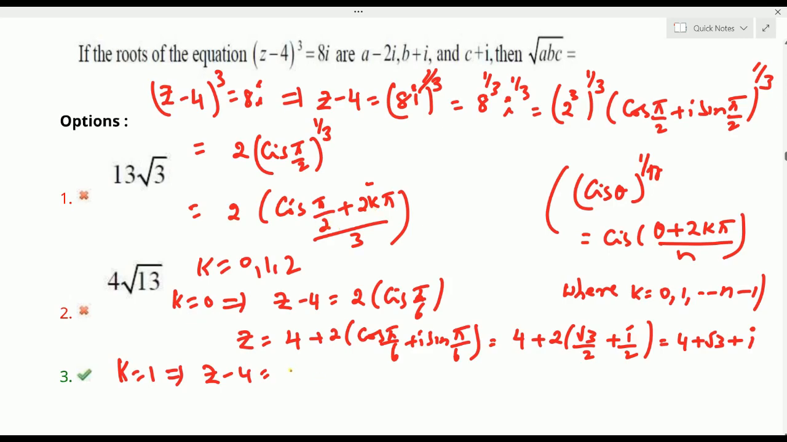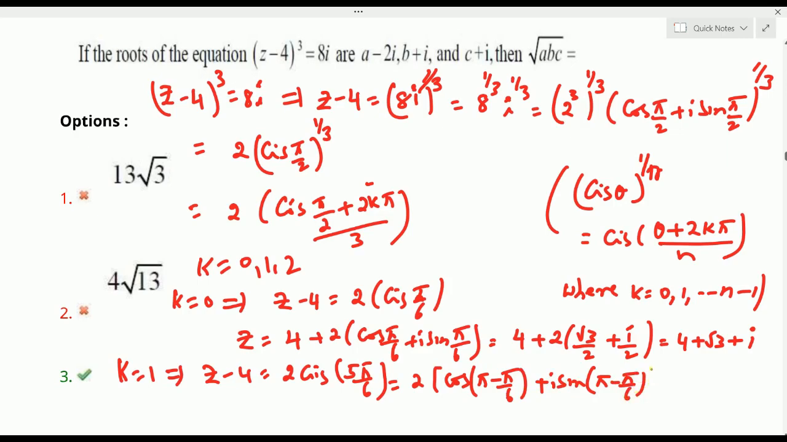That becomes 2 times 5 pi by 6, that is 2 times cos 5 pi by 6, that is cos pi minus pi by 6 plus i sin pi minus pi by 6.